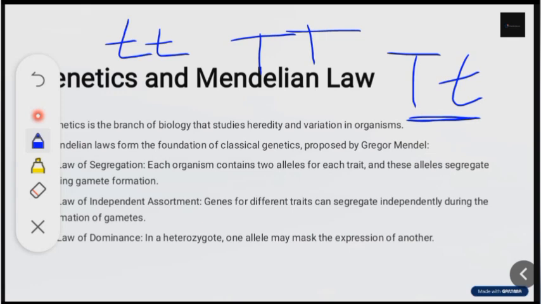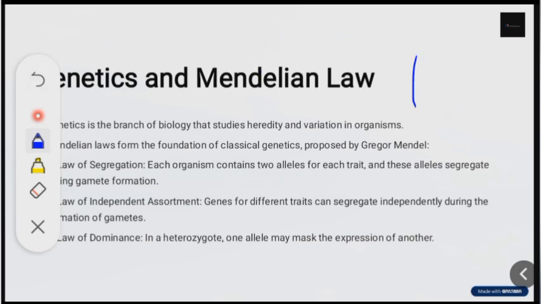Now, he went further to say that during gamete formation, these alleles, they do what? They segregate. Segregate means separate. So they separate. So let's conduct that little experiment now.